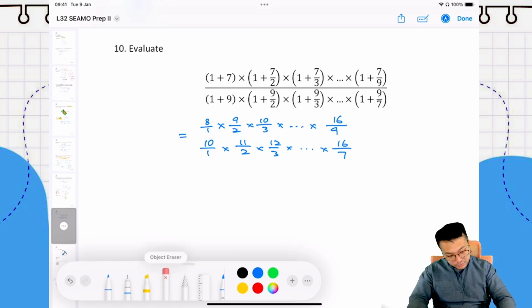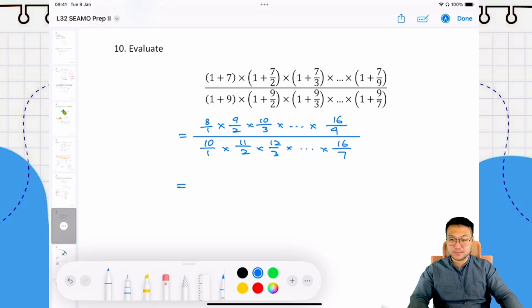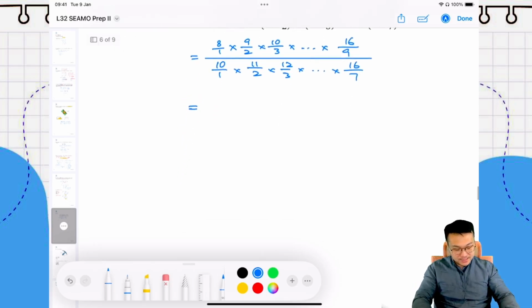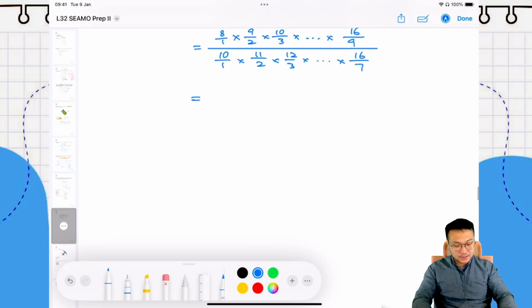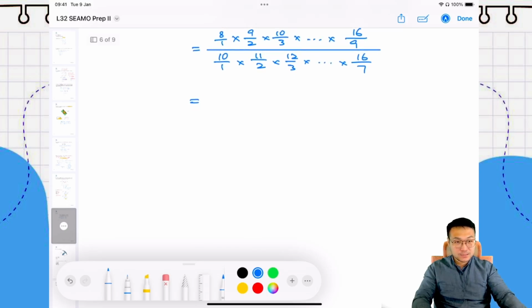Why don't I give you 1 minute? Because if you can see the pattern, you can solve it in 1 minute. Come, type your answer in the chat, please. Now, I'm a little bit surprised that there's no answer after 1 minute. So why don't we just do something simple?